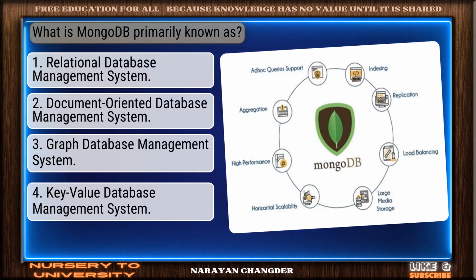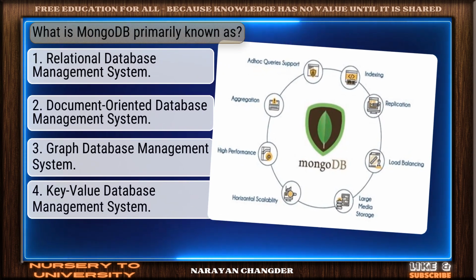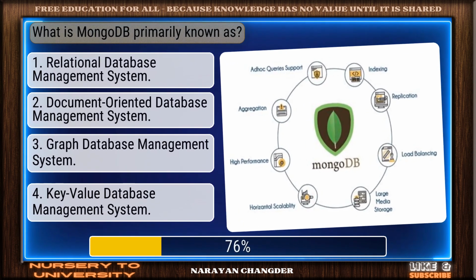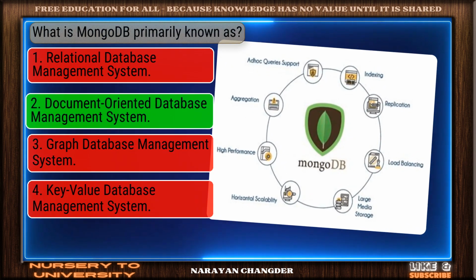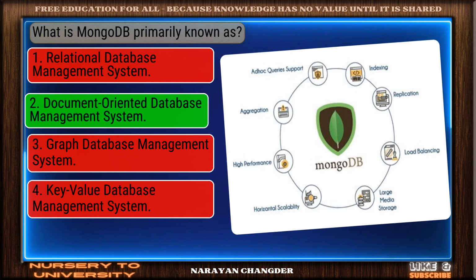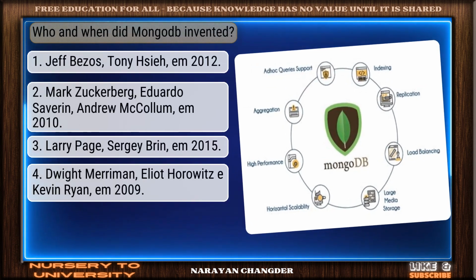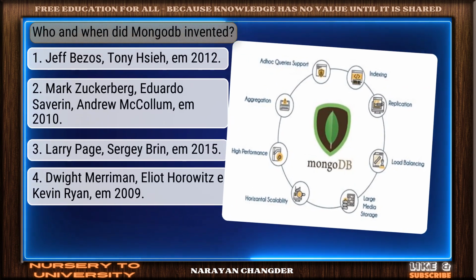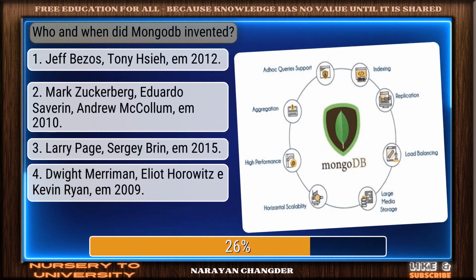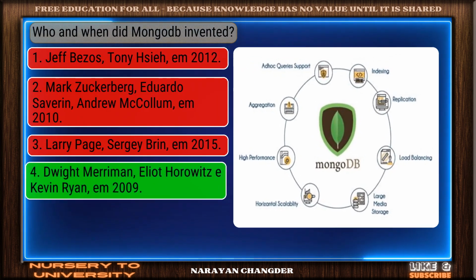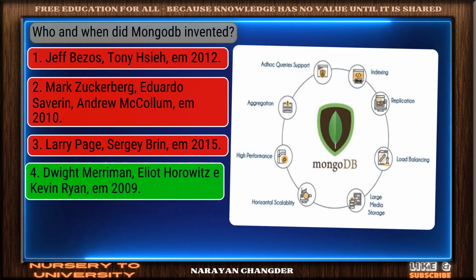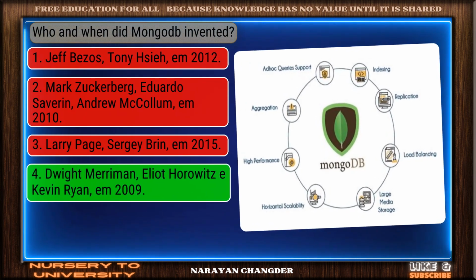Question number 54. What is MongoDB primarily known as? Great job. Document-oriented database management system is the accurate answer. Question number 55. Who and when did MongoDB be invented? Nicely done. Dwight Merriman, Elliot Horowitz, Kevin Ryan, 2009 is a solid answer.